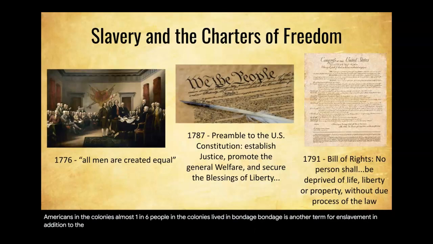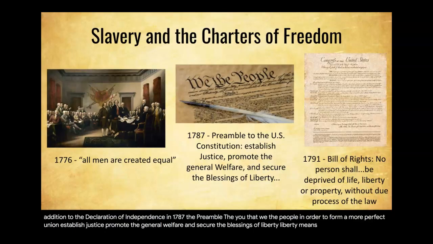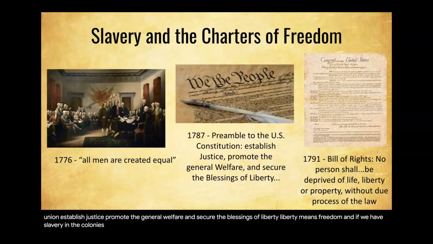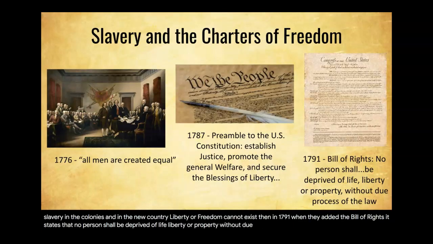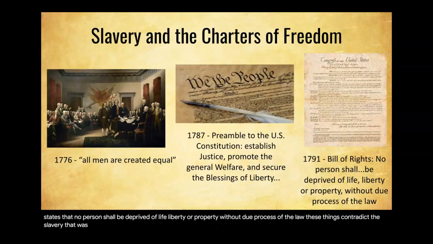In addition to the Declaration of Independence, in 1787, the preamble to the U.S. Constitution states that we, the people, in order to form a more perfect union, establish justice, promote the general welfare, and secure the blessings of liberty. Liberty means freedom, and if we have slavery in the colonies and in the new country, liberty or freedom cannot exist. Then in 1791, when they added the Bill of Rights, it states that no person shall be deprived of life, liberty, or property without due process of the law. These things contradict the slavery that was happening in the United States.